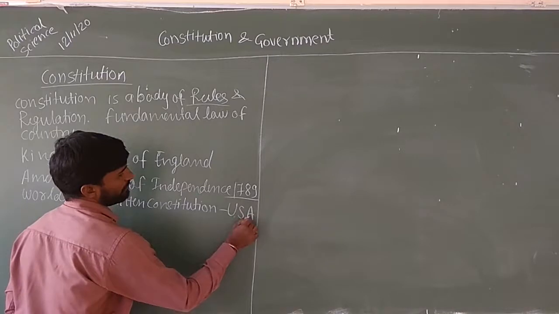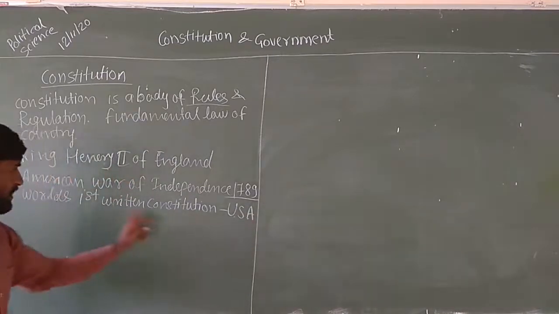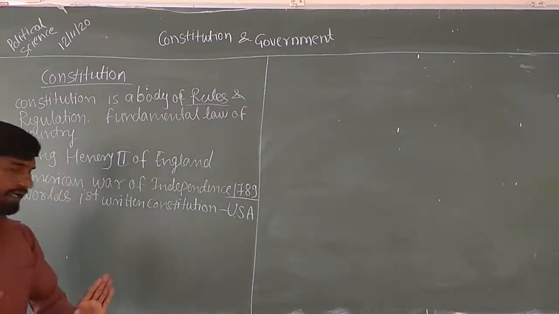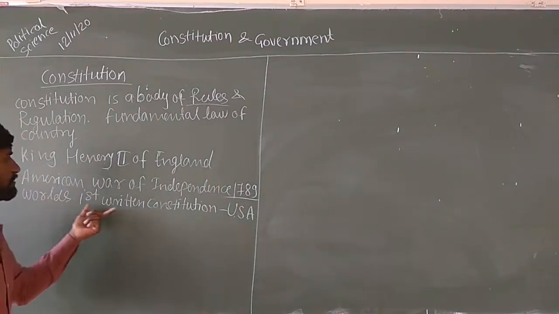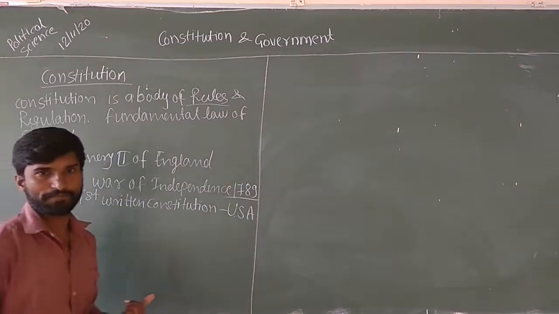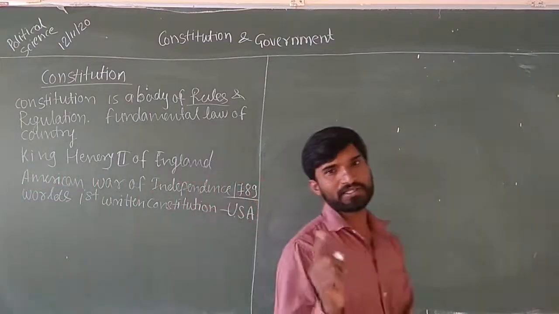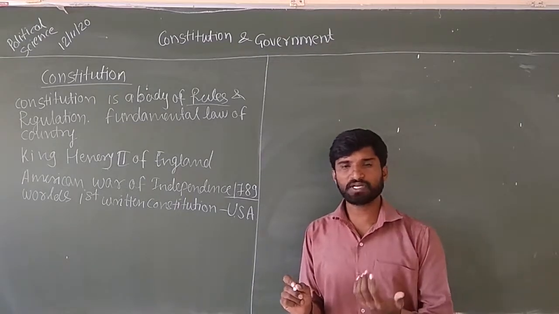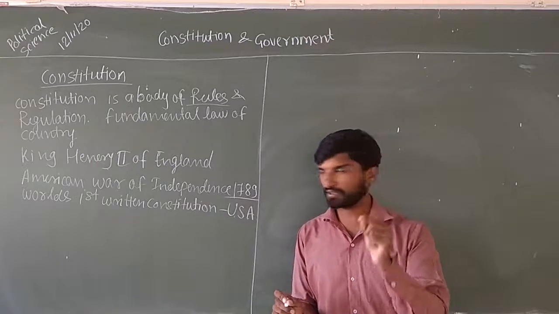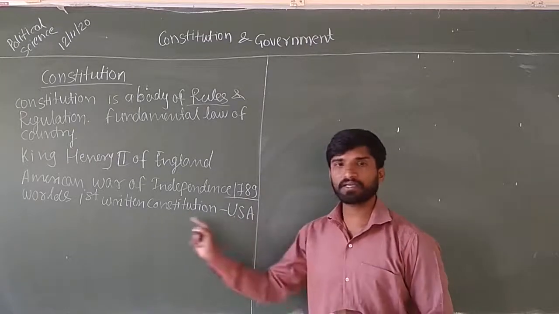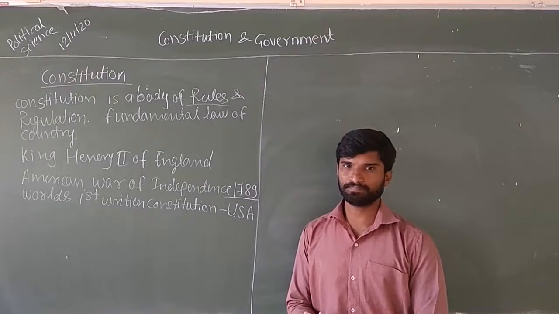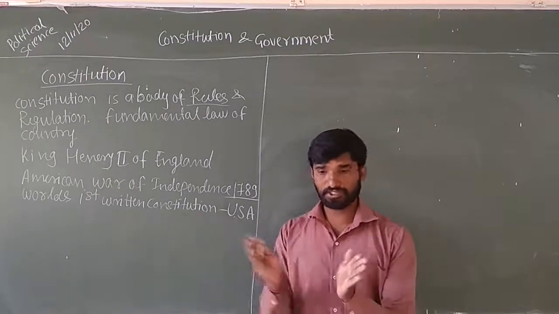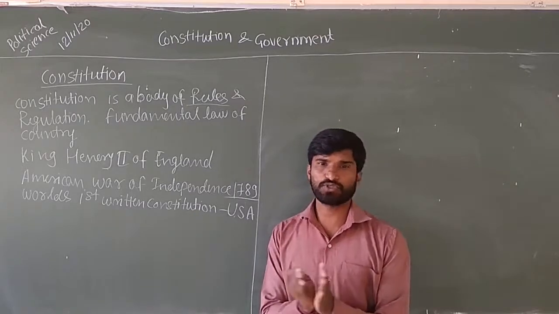USA, United States of America. After the American War of Independence, which was done in 1789, it is called the world's first written constitution. America's first constitution is available in written form. So among all countries, the first constitution available in written form is the American constitution.